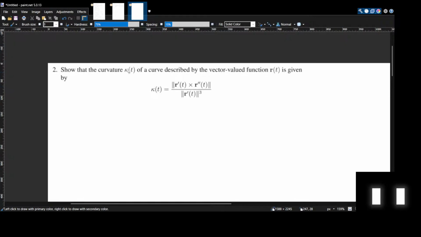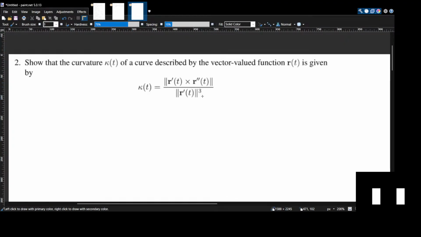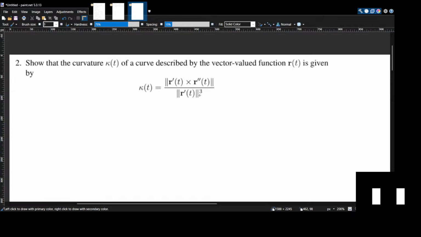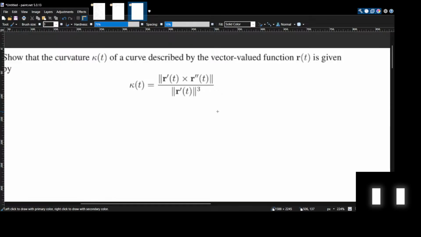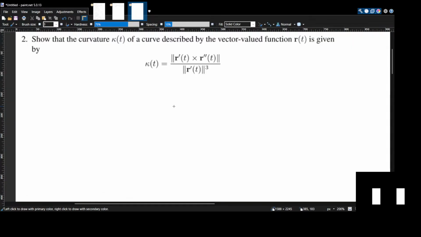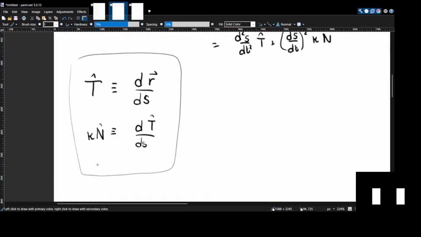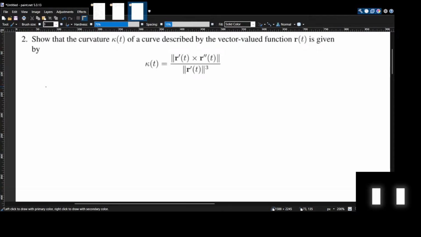Show that the curvature kappa of a curve described by a vector valued function is given by this. All right, so let's take a look at what it is. Kappa here, as previously stated, is the size of this vector. By definition, kappa equals the length of dT by ds.